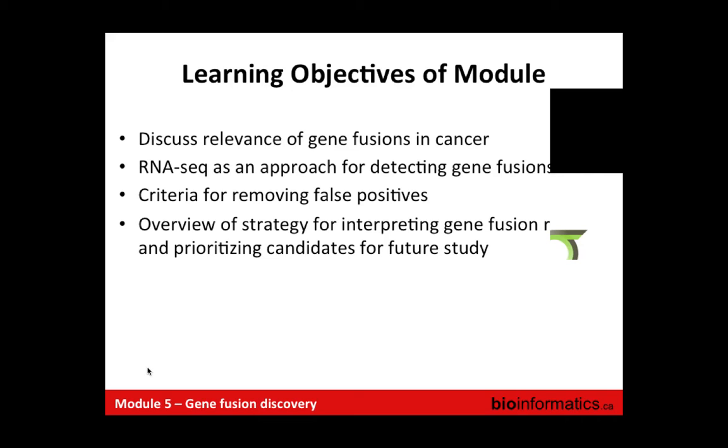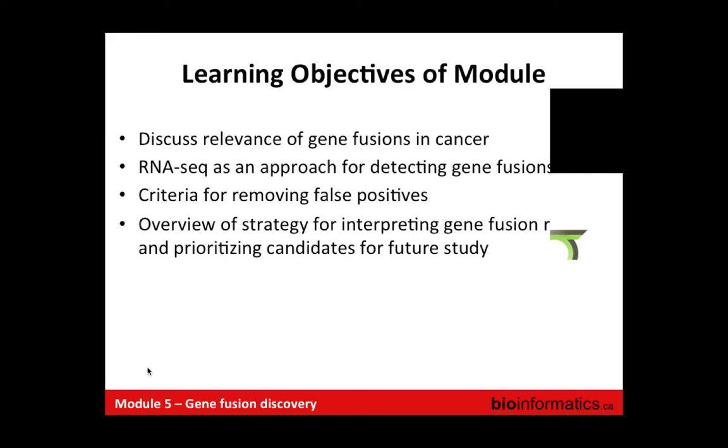So learning objectives for this part, which is the lecture: we're going to discuss the relevance of gene fusions in cancer. Gene fusions are probably not only important in cancer, but that's certainly where you think of them most often. RNA-Seq is, of course, an approach for detecting gene fusions. It's one of the good approaches. We're going to talk about some criteria for removing false positives and for prioritizing your candidates.